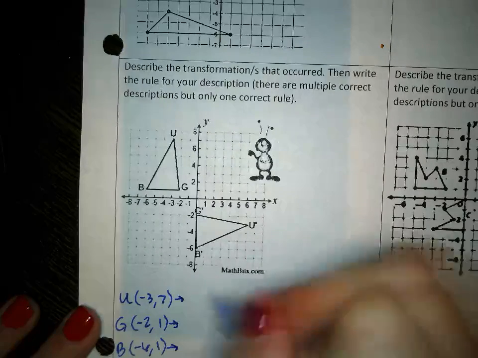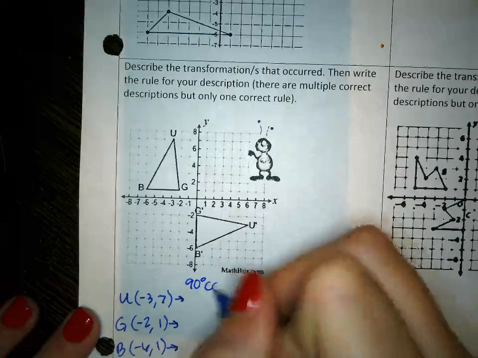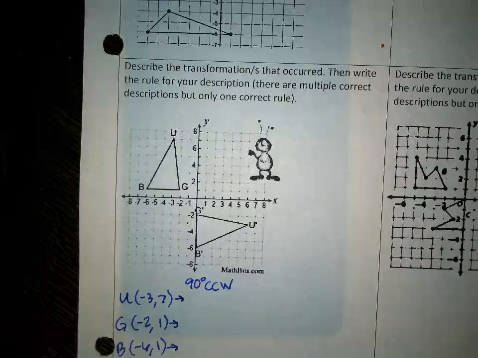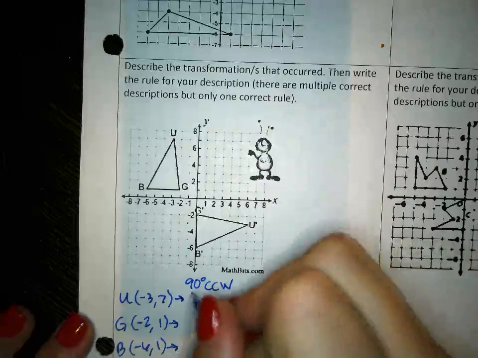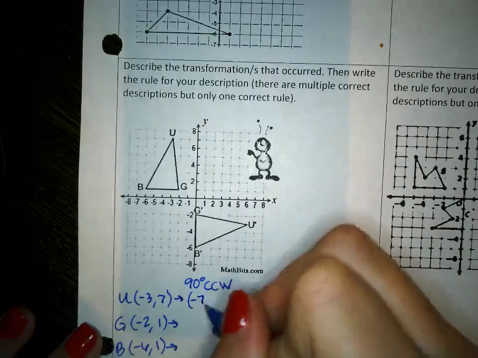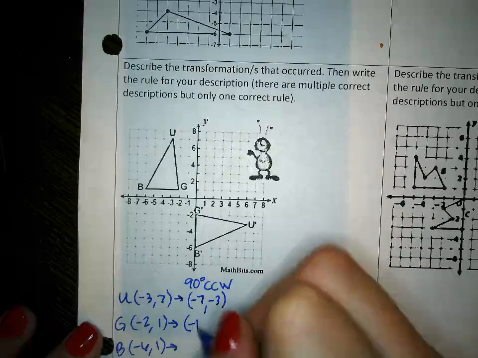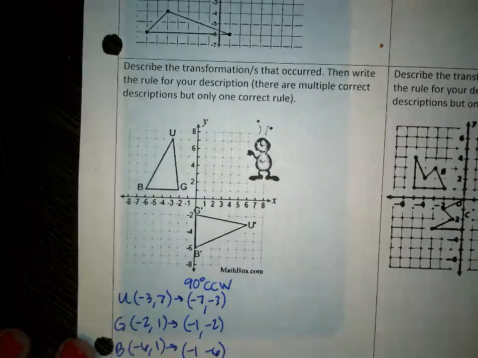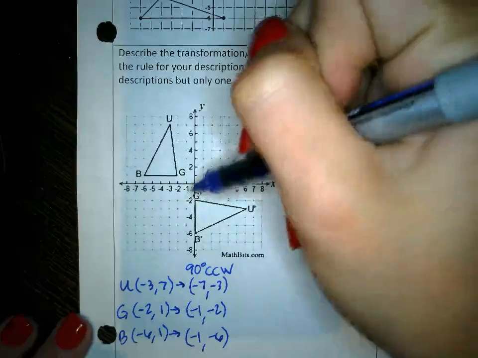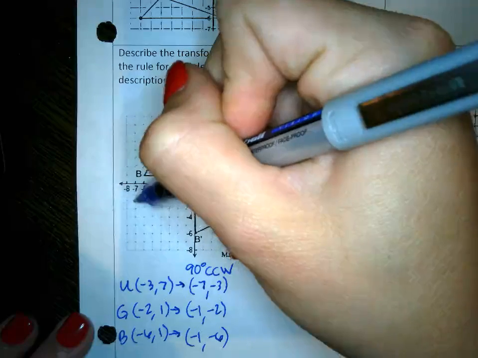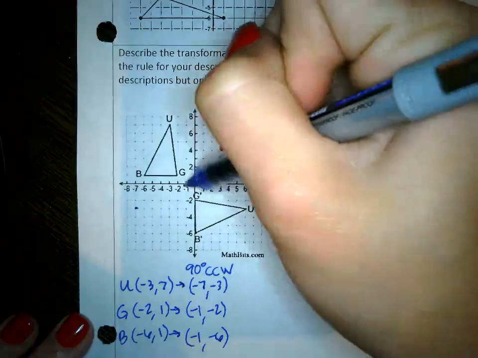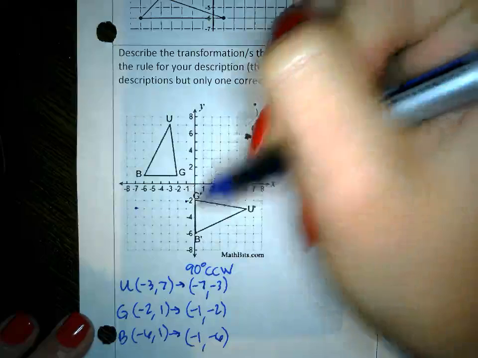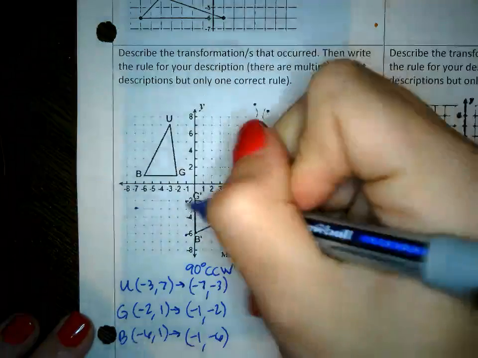If I rotate this 90 degrees counterclockwise about the origin, that means my x, y is turning into -y, x. So -y, x, -y, x, -y, x. Let's plot that and see where that landed, see what it looks like. -7, -3, -1, -2, -1, -6.